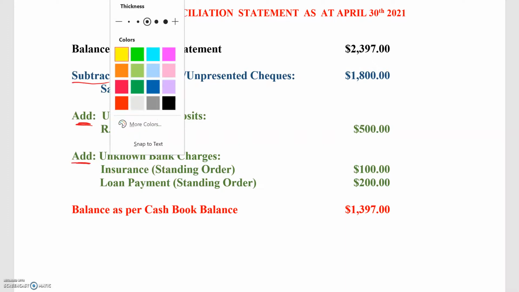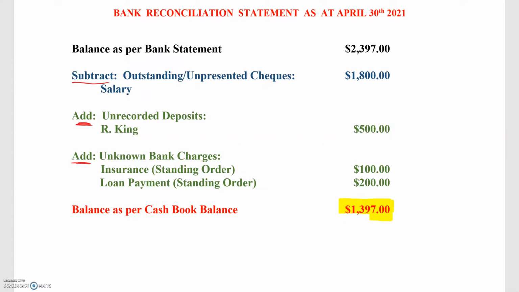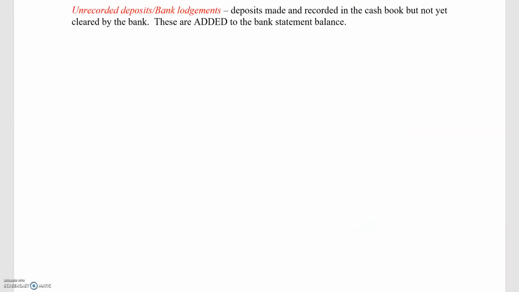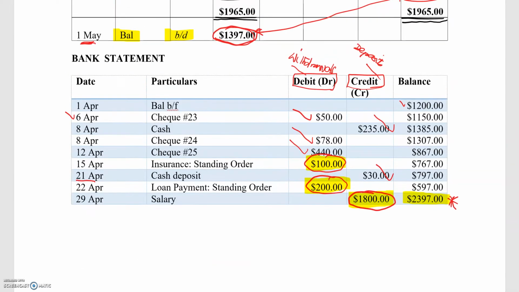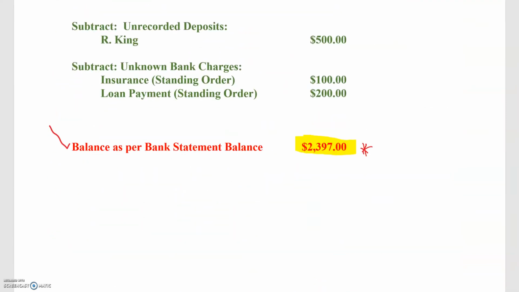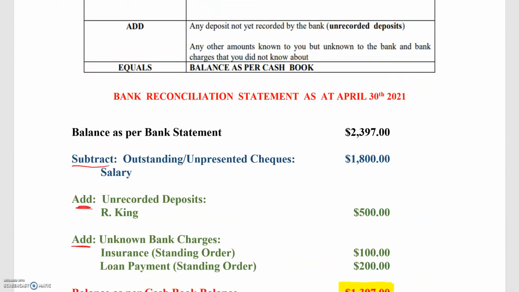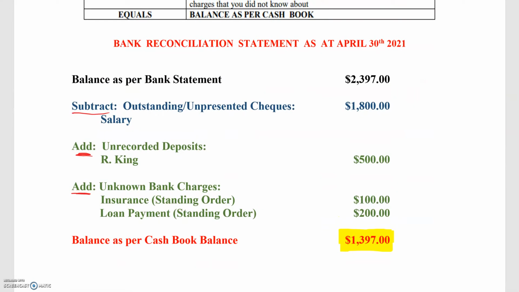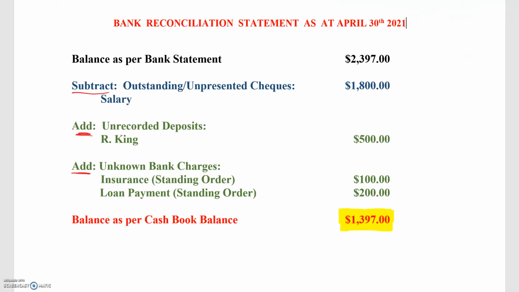So let's see if this was in fact our balance as per cash book. And if we go to the cash book, we are going to see that our balance as per cash book is indeed $1,397. So we have reconciled our bank statement with our cash book, starting with our bank statement balance.